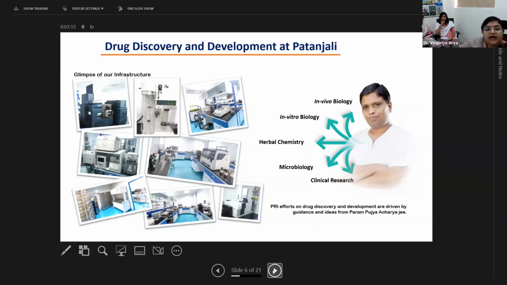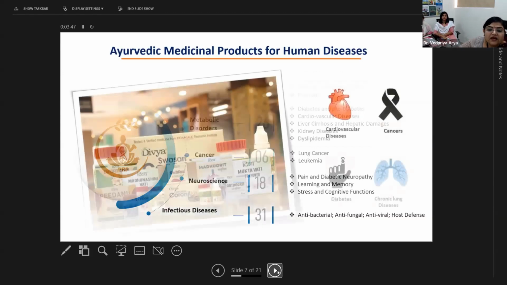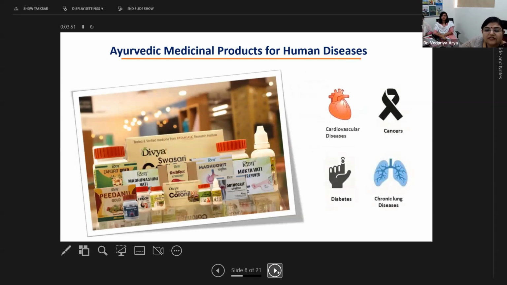And we have state-of-the-art infrastructure. At present, we are following the disease-driven approach, and for inflammation, 32 medicines which are evidence-based with clinical trials have been launched. Also for metabolic disorders, cancer, neurosciences, and infectious diseases, and so on. We are the premier institute that has launched about 40 medicines of the GRIT series, and those results are comparable to modern medicines, and these are evidence-based. This is a small snapshot of cardiovascular disease.